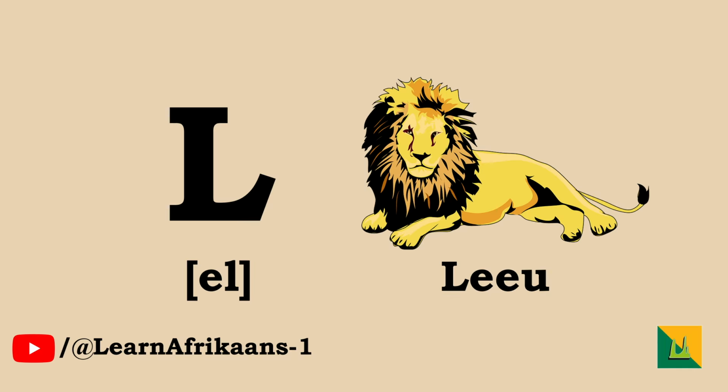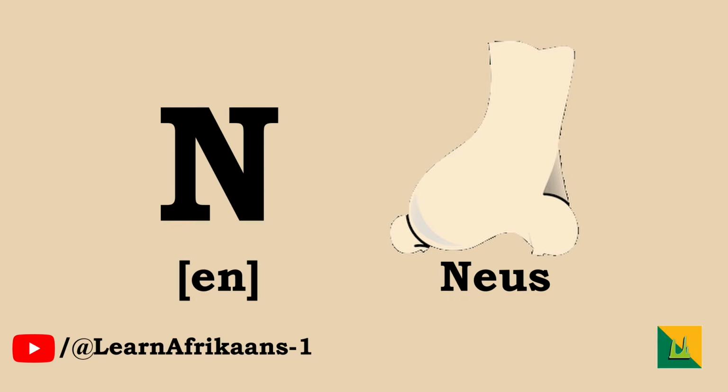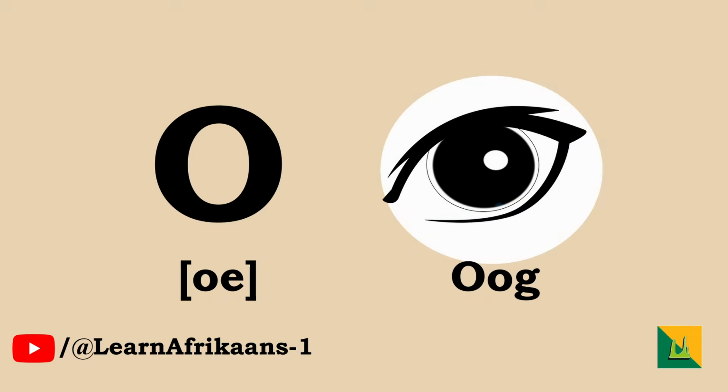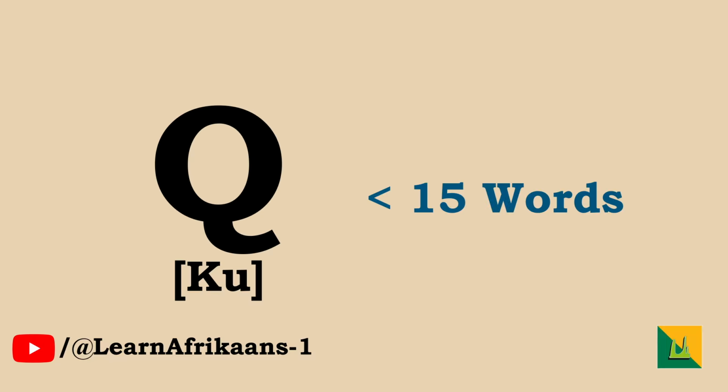L, leeuw, L, leeuw. M, maan, M, maan. N, neus, N, neus. O, oog, O, oog. P, potlood, P, potlood. Q, the Q is not really used in Afrikaans.